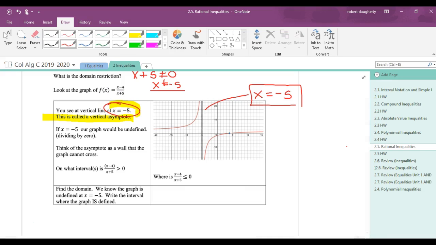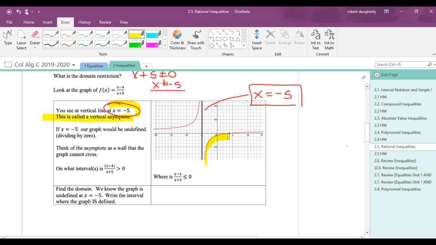Now, I just answered the same question. Where is this function less than or equal to 0? So I'm looking for where it's what? Above or below the axis? Below. Okay, so is it below the axis here? No, so it's only where? From here to right, that dot right there, okay?